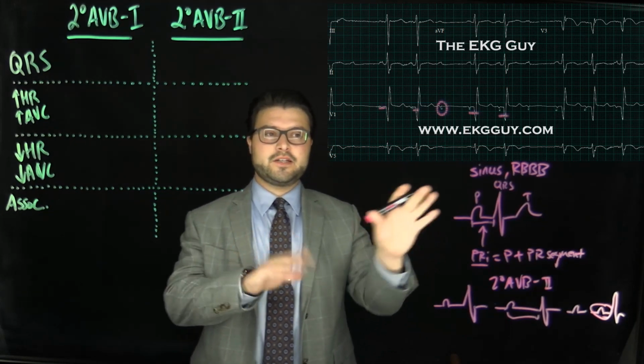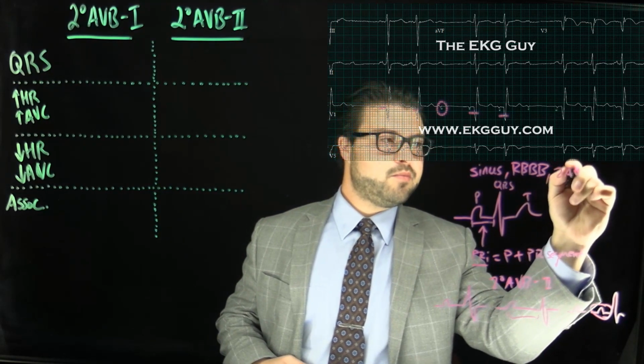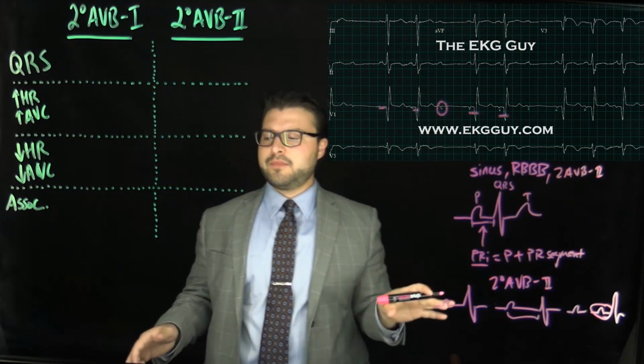So essentially here the answer was Mobitz type 2: sinus, right bundle, second degree AV block, Mobitz 2. Now I want to talk about a few other features.